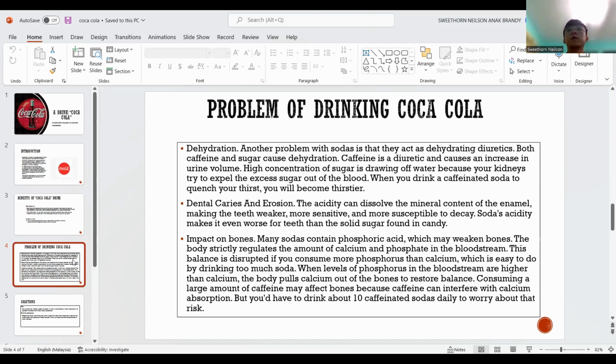When levels of phosphorus in the bloodstream are higher than calcium, the body pulls calcium out of the bones to restore balance. Consuming a large amount of caffeine may affect bones because caffeine can interfere with calcium absorption, but you have to drink about 10 caffeinated sodas daily to worry about that risk.